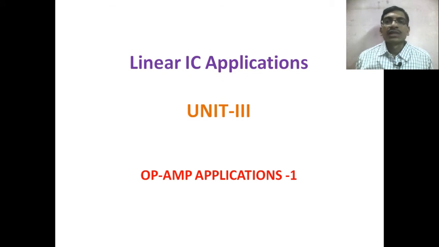And in the second unit, we discussed the operational amplifier feedback configurations: voltage series, voltage shunt, current series, current shunt. After that, we discussed the AC characteristics of the operational amplifier, and some applications also we have seen. So in unit number 3 of our linear IC applications, we are going to see the operational amplifier applications, and in unit number 4 also the applications of operational amplifier, only the second part.